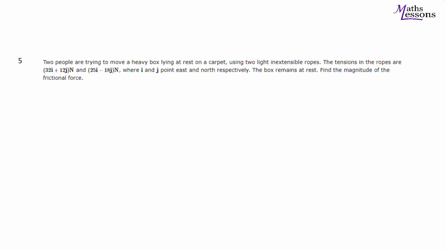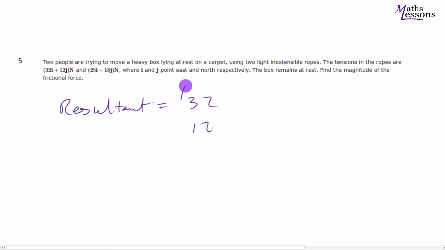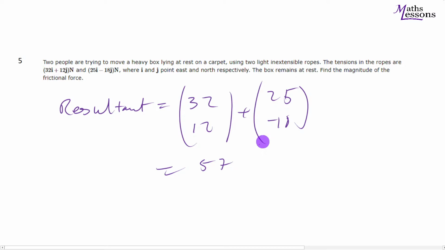Okay, that's your 2 minutes up. So two people trying to move a heavy box lying at rest on a carpet using two light inextensible ropes. The tension of the ropes are 32, so our resultant force from the tensions will equal 32, 12 plus 25 minus 18. So we add those 2 together and we get 57. And we get minus 6. So that's our resultant force for the 2 ropes.